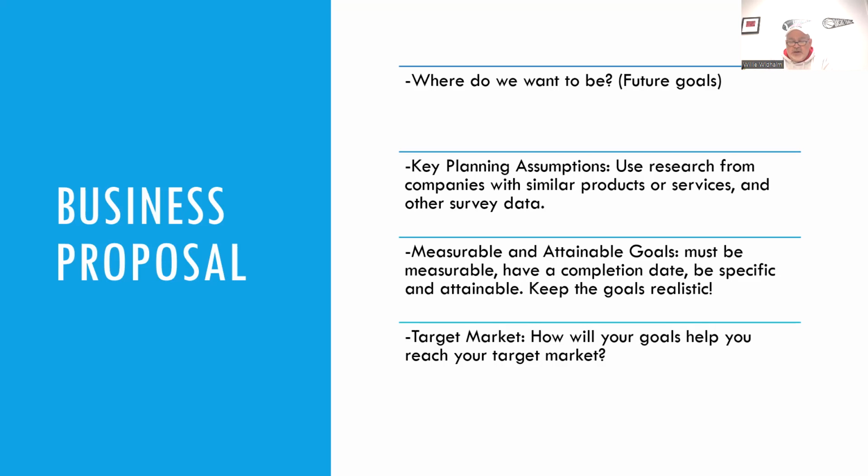If you don't have a completion date for your goals, chances are you're going to push your goals farther and farther down the line into the future that you may never reach your goals. Okay, and then your target market, you're going to talk about how your goals are going to help you reach your target market. Okay, target market could be 19 to 25-year-old males, 30 to 40-year-old females, 50 to 60-year-old males, whatever it might be. You have to determine what your target market is going to be.